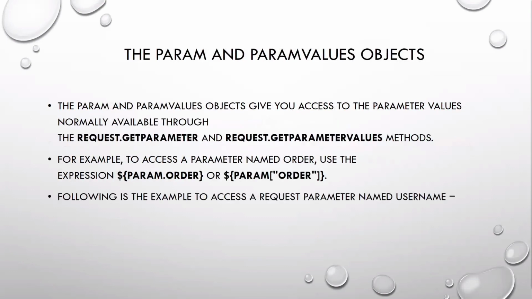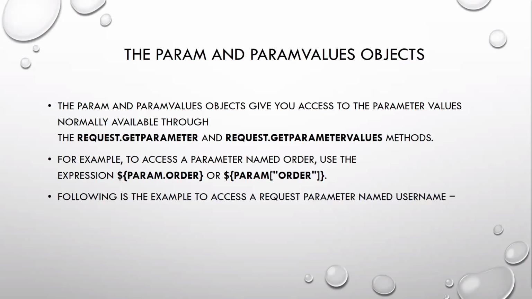The param and paramValues objects. The param and paramValues objects give you access to the parameter values normally available through the request.getParameter and request.getParameterValues methods. For example, to access a parameter named order, use the expression param.order or param["order"] within square brackets.